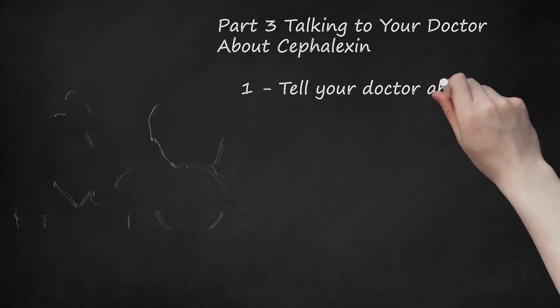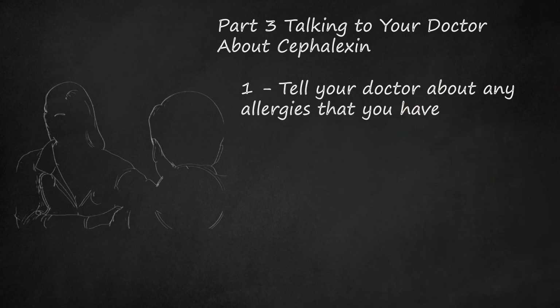1. Tell your doctor about any allergies that you have. Do not use cephalexin if you are allergic to it. In most cases, if you have a known allergy to cephalexin, you probably will also be allergic to other cephalosporin antibiotics. Some examples of cephalosporin are cefaclor, cefadroxil, cefdinir, cefditoren, cefixime, cefprozil, ceftazidime, and cefuroxime. If you notice, cephalosporin drugs start with cef. Remember this and you will be better prepared to avoid this drug.